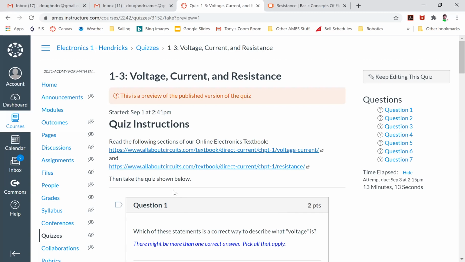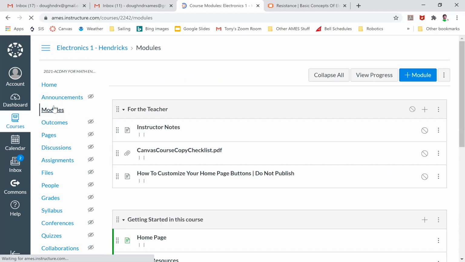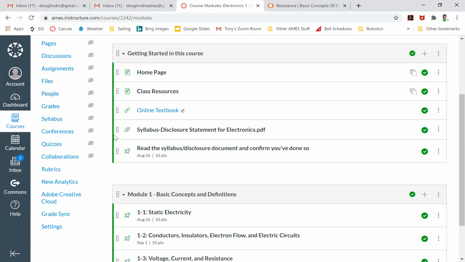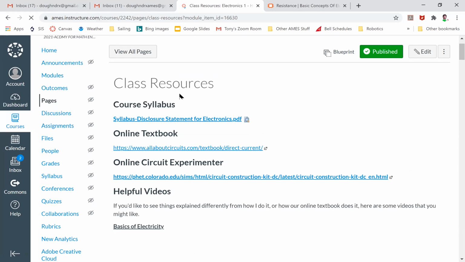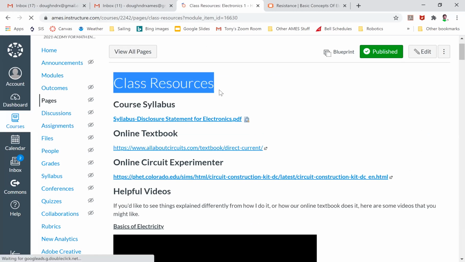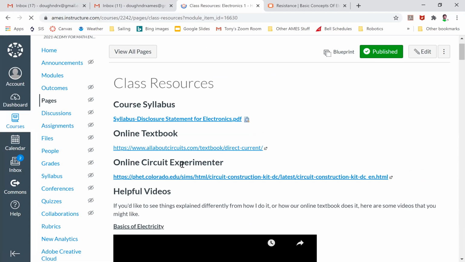All right, good. Okay, so now let's go back to our Canvas account, and we're going to do some experiments now. If you guys were live in my room here and we were face to face, then we would actually get out some real batteries, some real light bulbs, and some real wires, and we would hook them up. But unfortunately, that's not an option here. We're doing this online thing. And so we're going to go to the class resources, and we're going to look at the Online Circuit Experimenter. This is something that we looked at before.